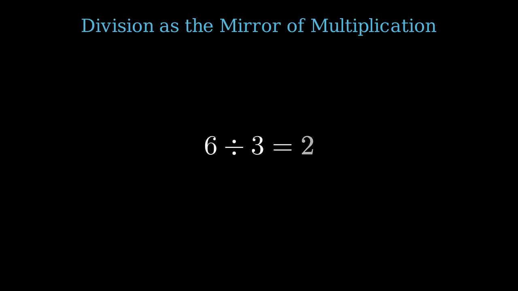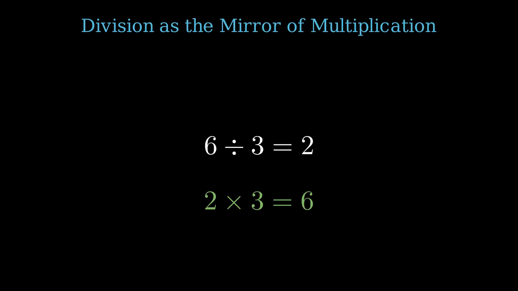Think of division not as a standalone rule, but as multiplication's mirror image. If we say that 6 divided by 3 equals 2, what we are really saying is that there is a specific number which, when multiplied by 3, results in 6. That number is 2. This reverse connection is the foundation of basic arithmetic.